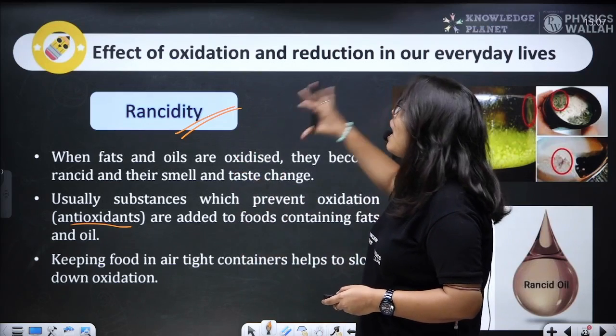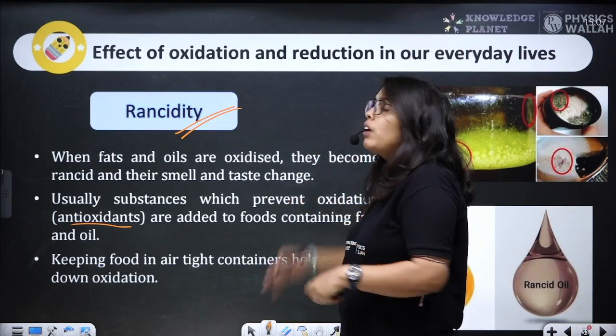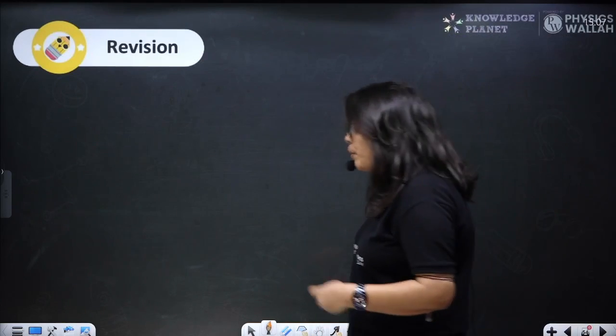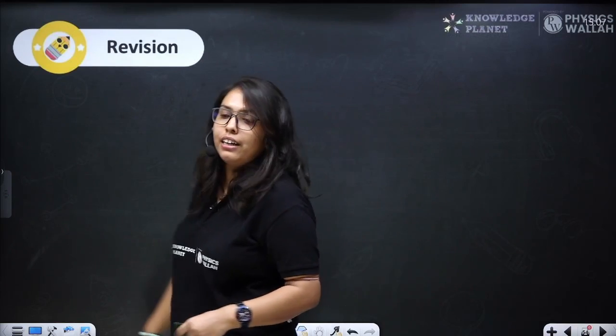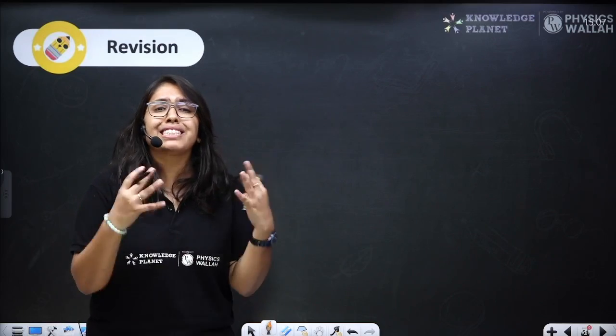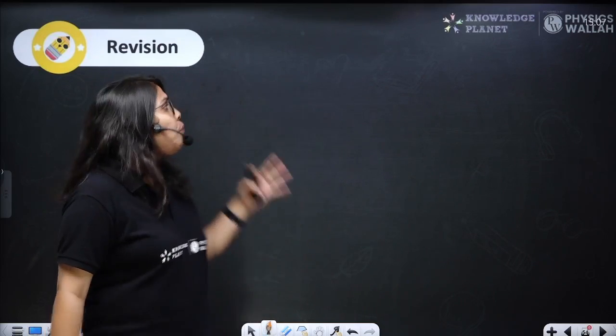So this is how oxidation and reduction has its effect on our day-to-day lives and our everyday lives. So with this, we have understood the entire chapter, which is chemical reactions and equations. We have summarized all of it. And what all have we learnt?